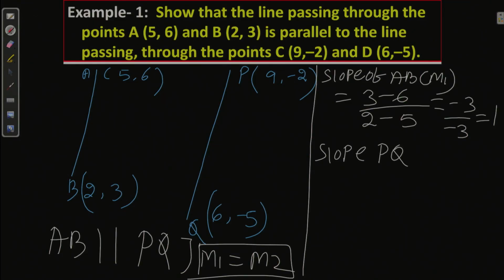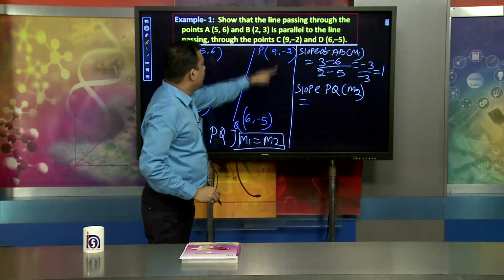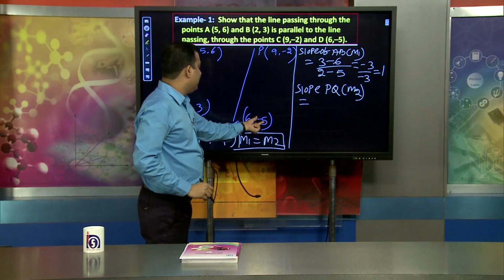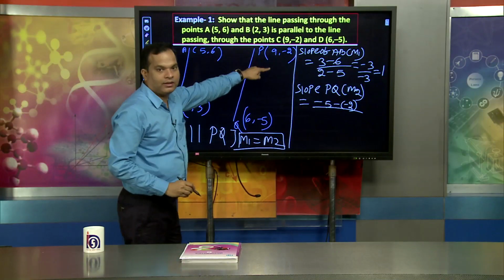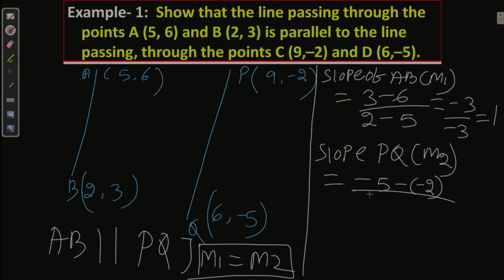Now the slope of PQ, which is m2. You see y2 minus y1, that is minus 5 minus of minus 2, divided by x2 minus x1, which is 6 minus 9. You will find minus 5 plus 2, that is minus 3, and 6 minus 9 is minus 3.